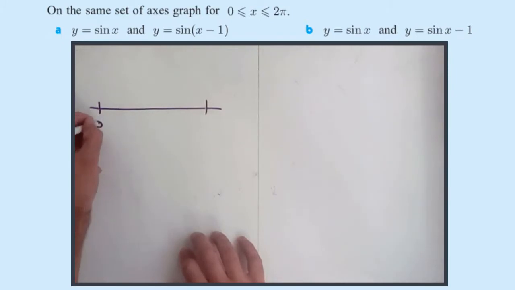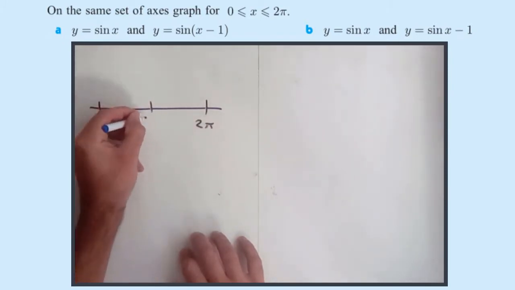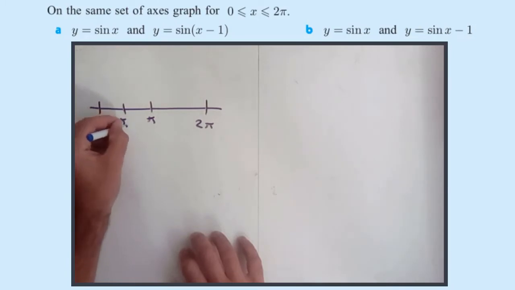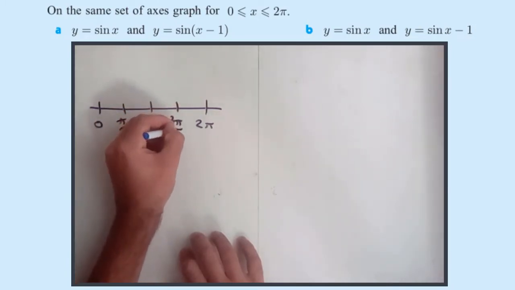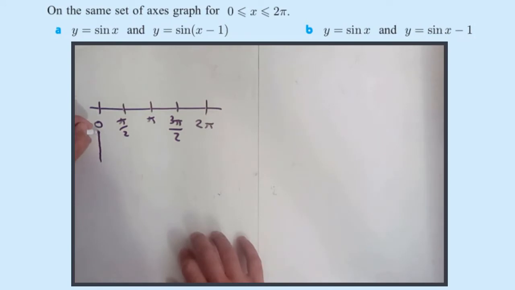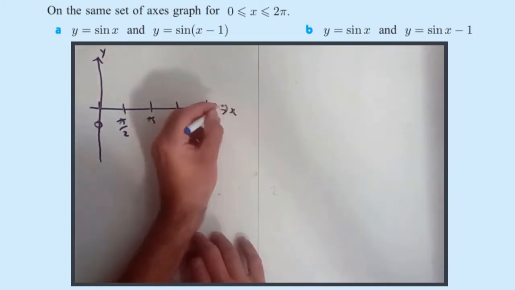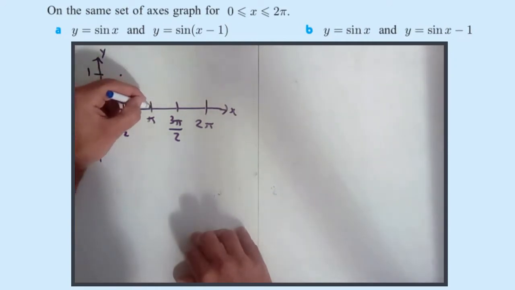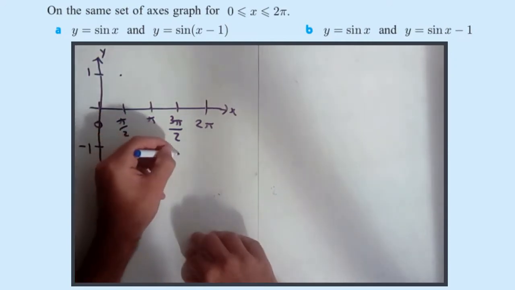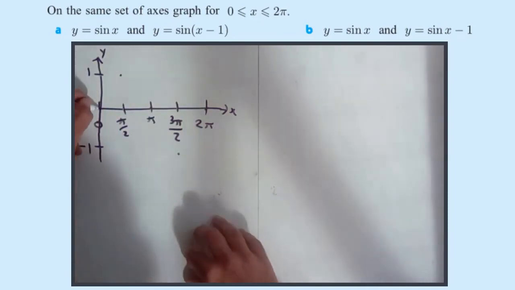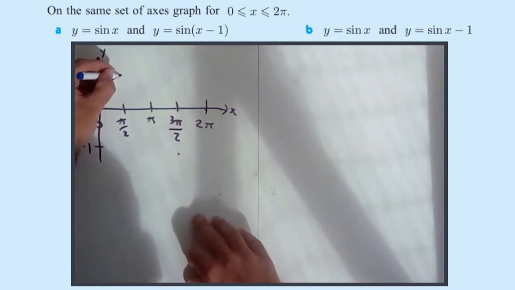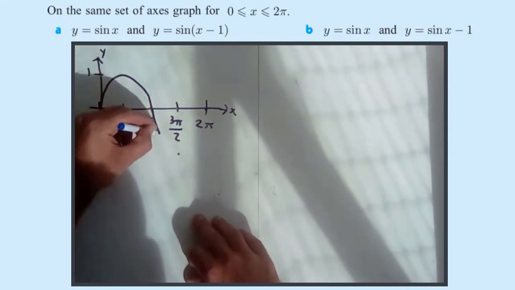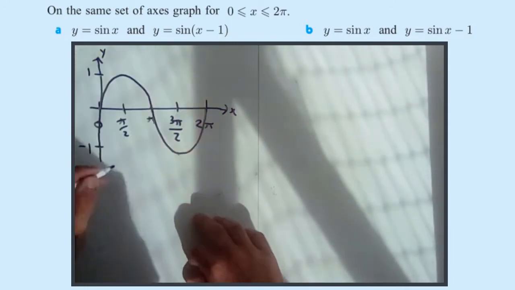0, 2 pi, pi in the middle, pi by 2 in the middle of those, and 3 pi by 2 there. Nice y-axis, and the x-axis. We go up to 1 and down to minus 1. So sine, remember, it goes up to 1, down to 0, down to minus 1, up to 0. It rises steeply and shallow, shallow and steeply, steeply and shallow, shallow and steeply. So that's not bad.